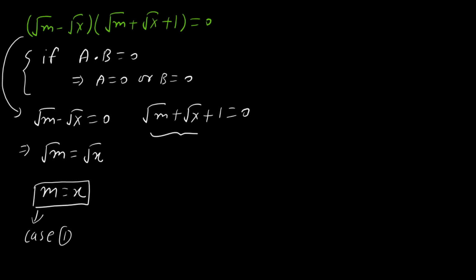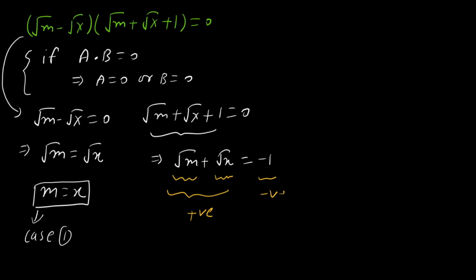Look carefully at these terms. This implies square root of m plus square root of x is equal to minus 1. Here on the left hand side square root of m is positive and square root of x is positive. It means the sum of two positive numbers is always positive. Left hand side is positive and right hand side is negative. So that's why this case is rejected.